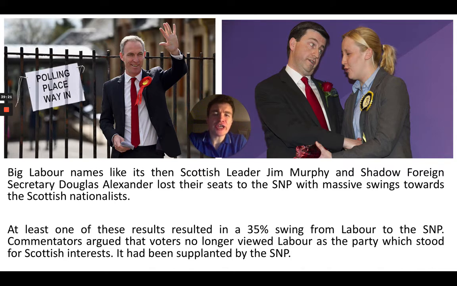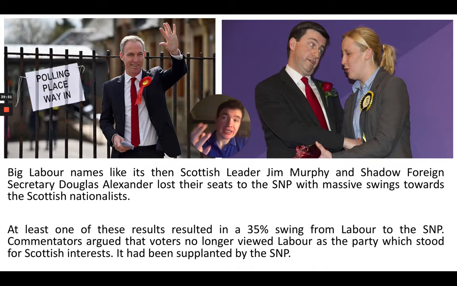Now, that suggests more than simply having a popular policy here and there. It cut to the heart of this idea that the SNP was now stronger for Scotland. Labour traditionally had been viewed as quite a Scottish party. Its roots were Scottish, some of its key figures were Scottish. For many voters, Labour had vacated their position as the party which stood up for Scotland's interests, and it had been supplanted by the SNP.